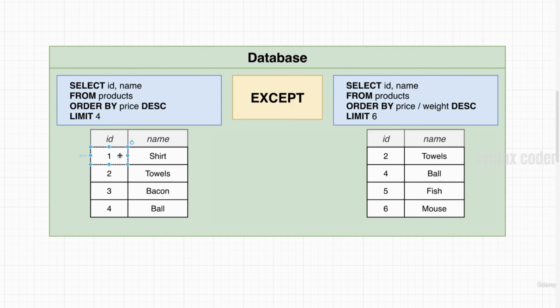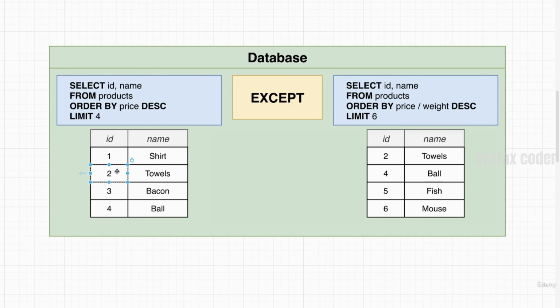If that row exists on the right-hand side, we're going to remove it. Let's go through this row by row. We can start off first with the row with ID 1, and we're going to see if that row exists on the right-hand side. In this case, no, it does not. That means that the row with ID 1 is going to stick around for our final result set.